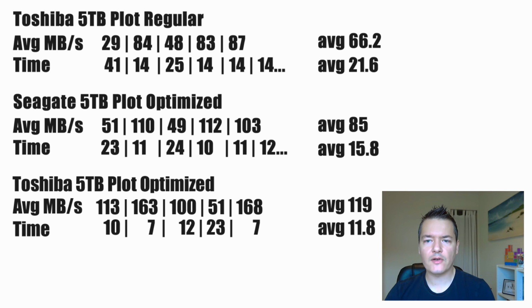In comparison to the first test, we're getting 119 megabytes per second average read speed versus 66 for the original plot. The other thing is that the read time is 11.8 seconds versus 21.6 seconds. So for a ballpark figure, the optimized plot on a like-for-like comparison is going to save you half the time, or read just about twice as fast. That's probably the easiest way to explain it. Optimized plots are twice as fast as regular plots.